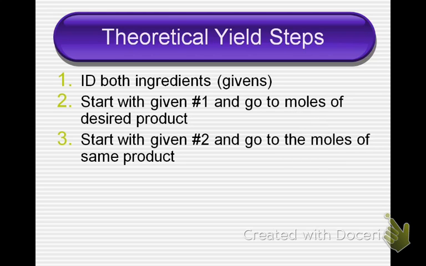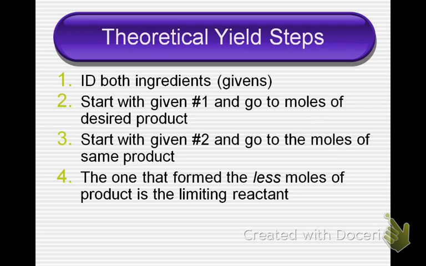So you can't produce both of those. One of them is going to limit your reactant, and it's going to be the one that forms fewer moles. So you've got these 2 numbers right here. Both of them are moles of the same product. The smaller of those 2 is going to be your limiting reactant, and that's going to decide how much you can make. You can't make any more than that, so the other number is going to be irrelevant.